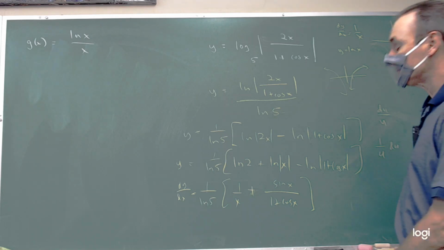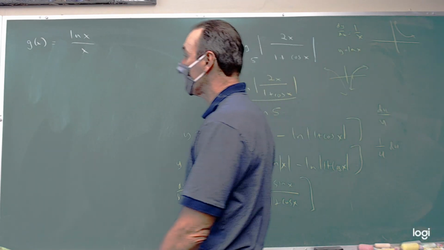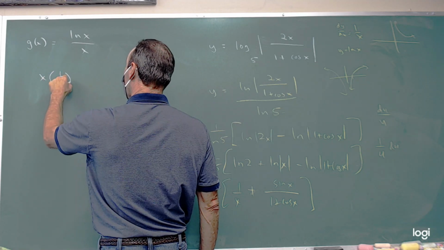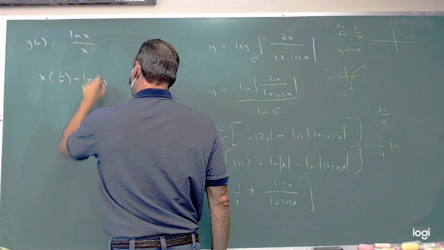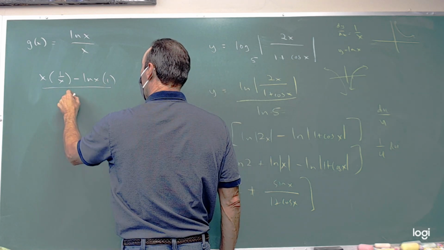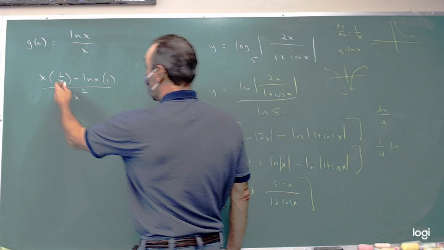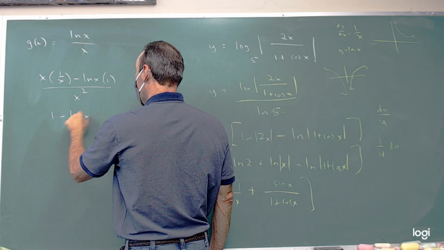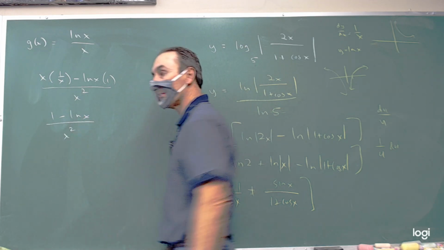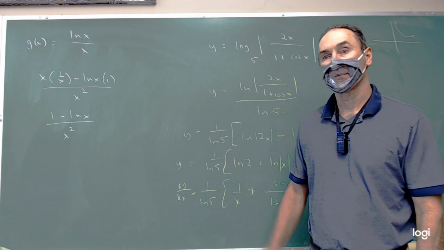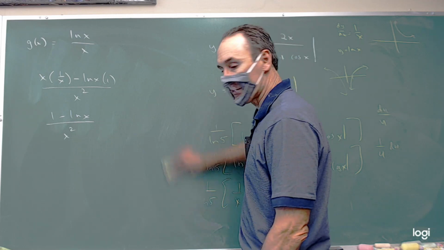Okay, so here we have a quotient rule. We have the denominator times the derivative of the numerator minus the numerator times the derivative of the denominator, all over the denominator squared. And so this cancels and becomes 1, and there's our derivative. Crazy. Let's try another one.